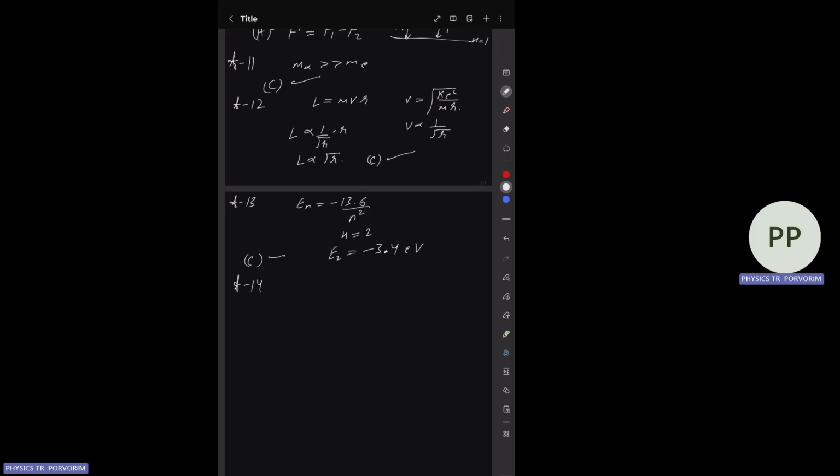Okay, 14th question. It is direct: the size of cesium is very large, so that is why its ionization energy is very low. So the correct answer will be B.